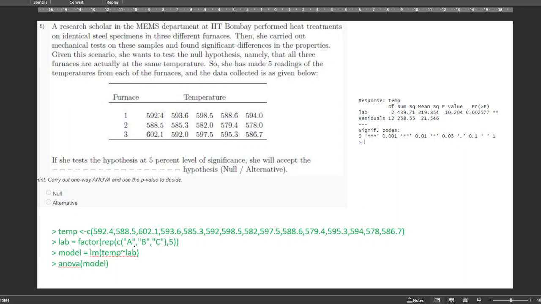Then I am doing the regression model fit, and then the ANOVA test. From this, what we can tell is the probability of that occurrence is less than the significance level, that is 0.05. Which means the null hypothesis is rejected, and we can take the alternative hypothesis in this case. So the null hypothesis is invalid. It depends on the value of the probability.